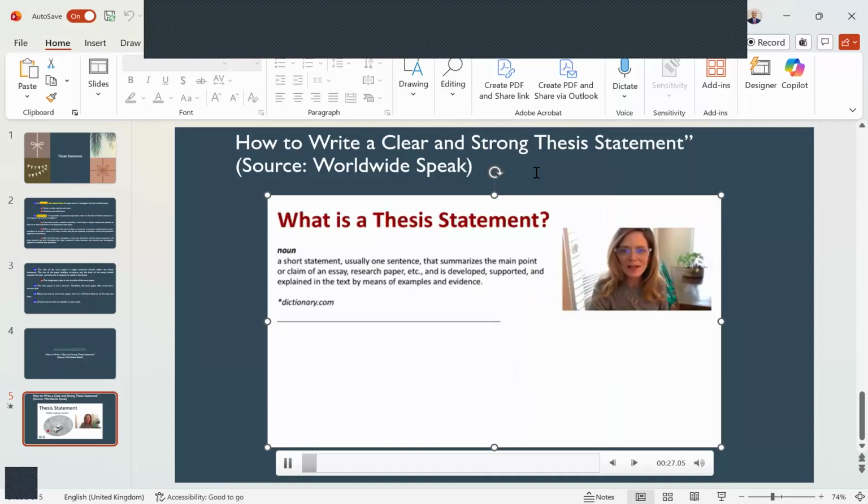All right, what is a thesis statement? Well, here's a pretty basic definition of what one is from dictionary.com. It's a short statement that usually summarizes the main point or claim or opinion of your essay, and it's developed and supported and explained with examples, reasons, or evidence.